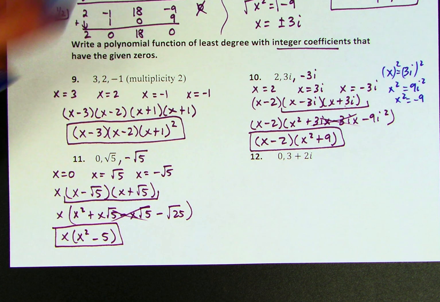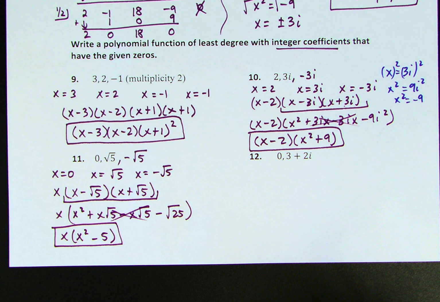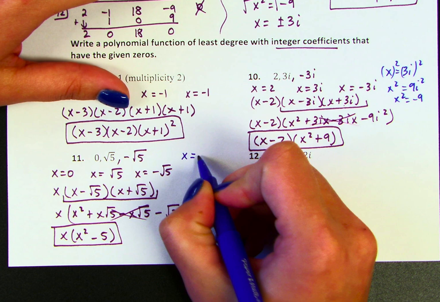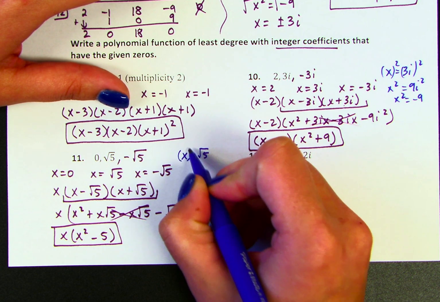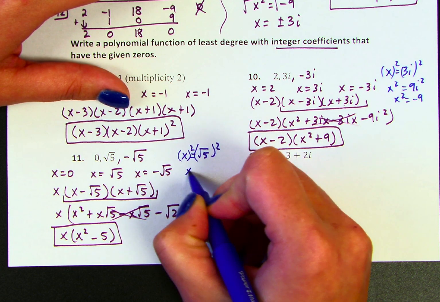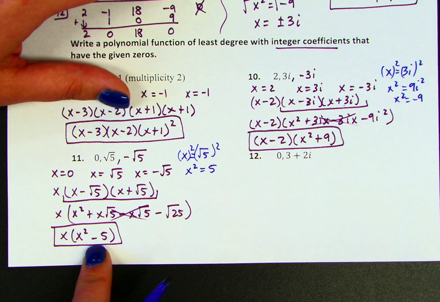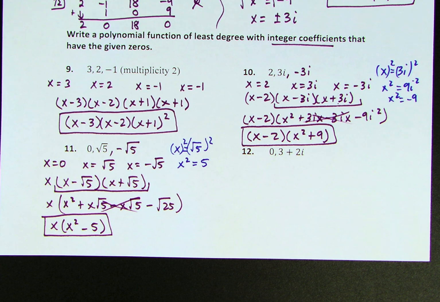Okay. Now this one's similar to what I did for this problem. So again, we are allowed to just think of this as x equals the square root of 5. And then I can square both sides. So that would give me x squared equals 5. And then we would subtract it over to get this. So again, that's just another way to work through this same type of problem.